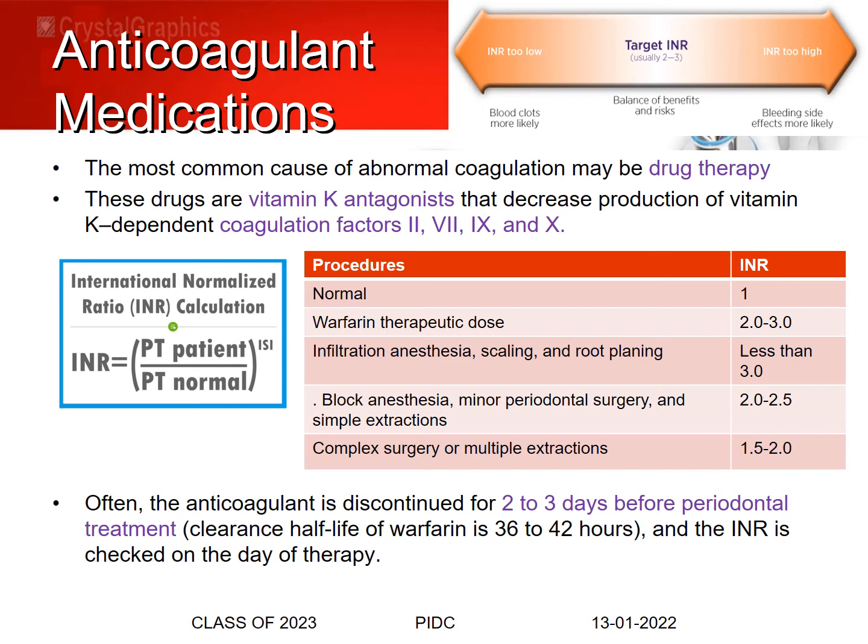Block anesthesia, periodontal surgery and simple extractions can be done if it is 2 to 2.5. Complex surgeries can be done if it is 1.5 to 2, but not beyond all these conditions. Often the anticoagulant is discontinued for 2 to 3 days before periodontal treatment, and INR is checked on the day of the therapy.